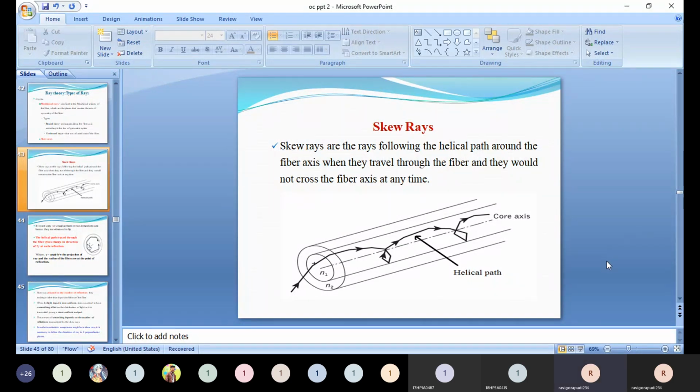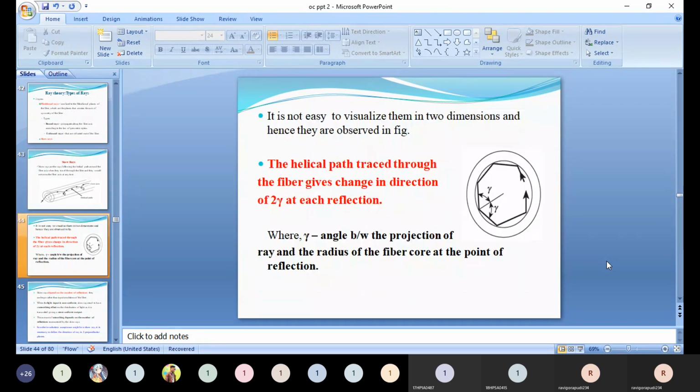Shall we move? Next slide. Yes, sir. Then this is also same. It is not easy to visualize them in 2 dimensions, and hence they are observed in figure and below figure. So this is the way.